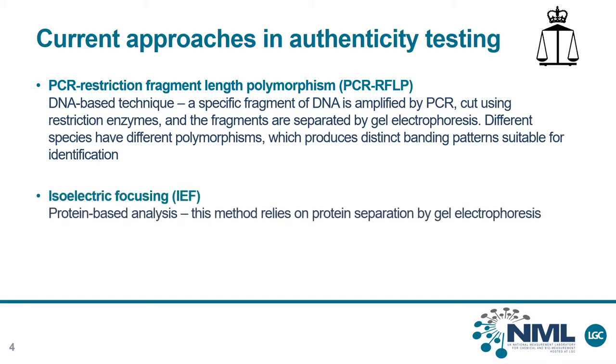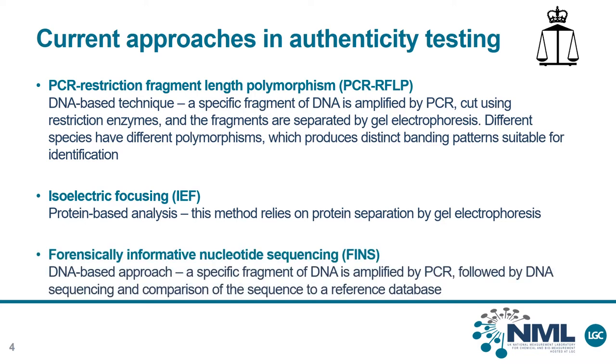Isoelectric focusing, known as IEF, operates on a similar basis through the electrophoretic separation of proteins based on their isoelectric point, the pH at which a protein carries no charge. Different species will have different protein polymorphisms, allowing for identification. Forensically informative nucleotide sequencing approaches, known as FINS, are highly specific, as they rely on the DNA sequence of the sample. PCR is used to amplify a specific DNA fragment, followed by Sanger sequencing and comparison to a reference database.